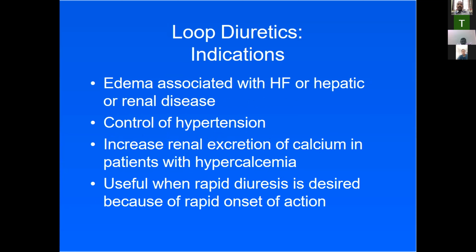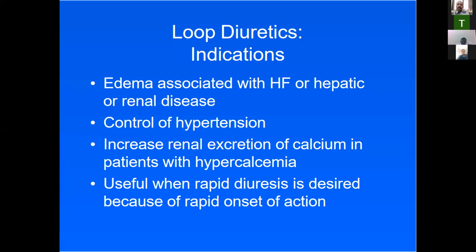These loop diuretics are mainly used to remove the edema which has been formed due to heart failure or hepatic or renal diseases. Whenever there is damage in the heart or liver or kidney, it produces edema. Edema is nothing but accumulation of more volume of water in our body due to any inflammation. It produces inflammation and pain.